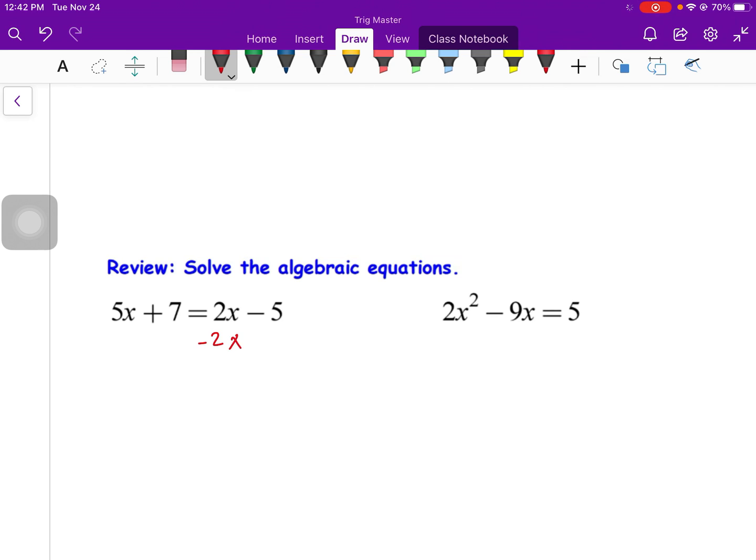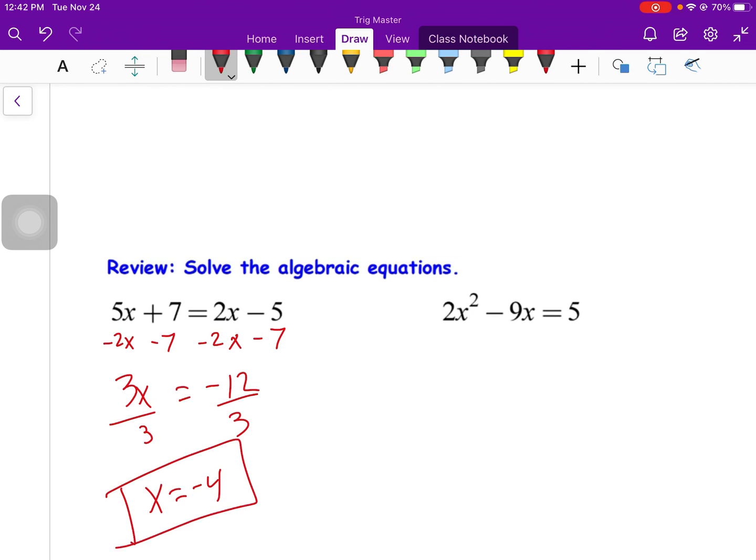So I'm going to start by subtracting 2x and subtracting 7 from both sides. That'll give me 3x equals negative 12. Divide both sides by 3 to get x equals negative 4 for that first problem. In the second problem, I need to get everything on one side like this, and then I can try to factor it, or I can use my quadratic formula. It's kind of up to you.